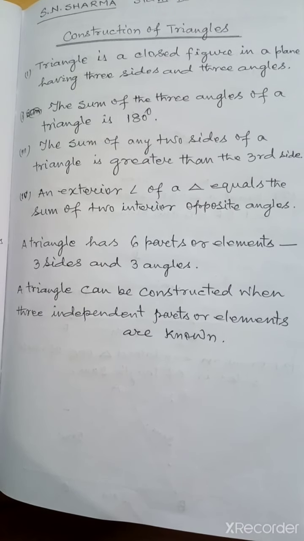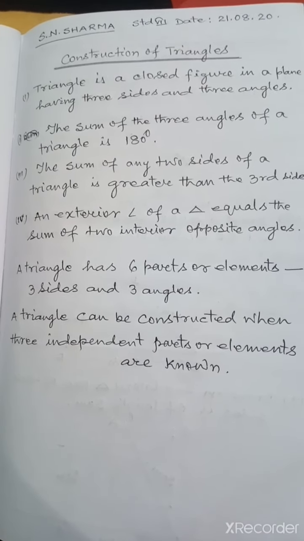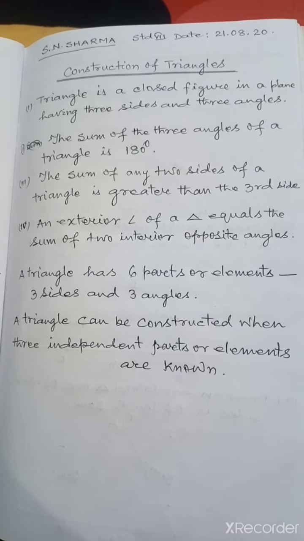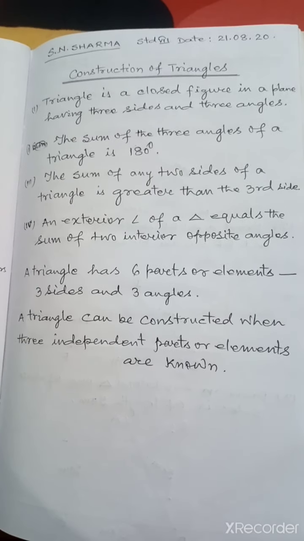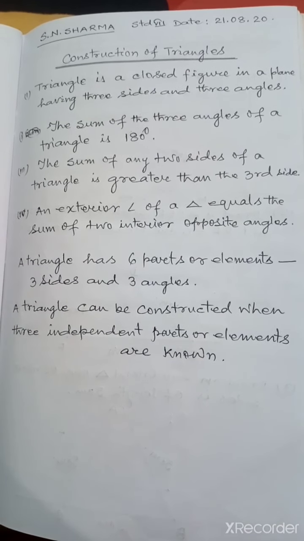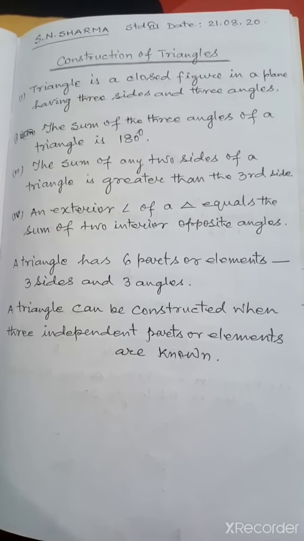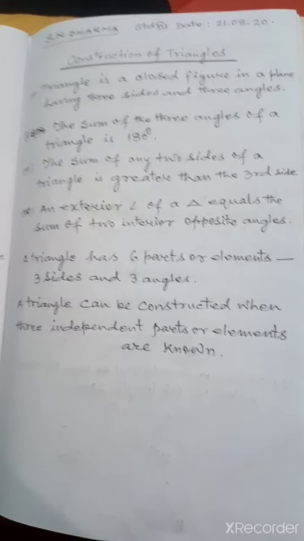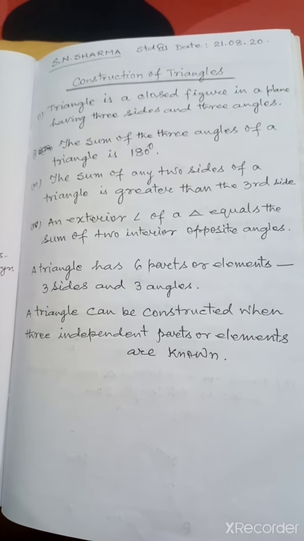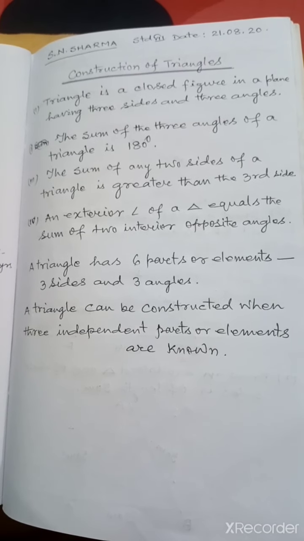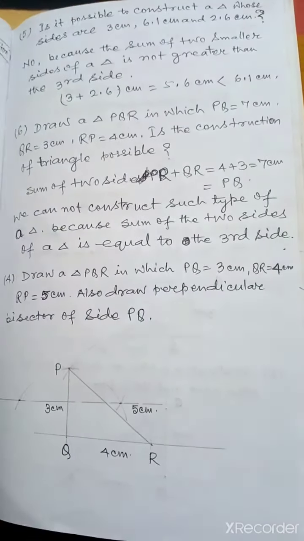You know that a triangle has six parts or six elements or six components, that is three sides and three angles. Three sides and three angles are called the six elements of a triangle, or six parts of a triangle, or six components of a triangle. A triangle can be constructed when three independent parts or elements are known. Otherwise, you cannot construct the triangle.